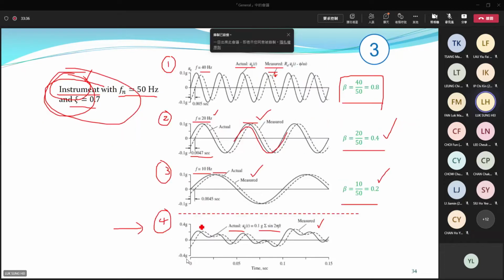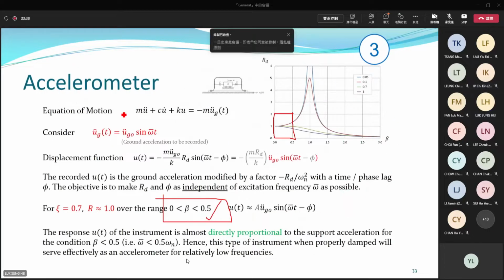Okay, this is the idea of the accelerometer. We can develop this kind of accelerometer using the concept of spring mass vibration under harmonic vibrations, under harmonic loading.